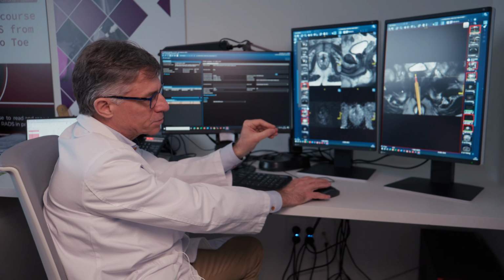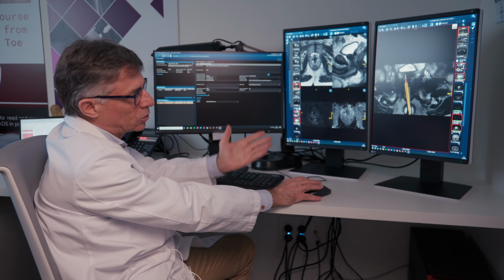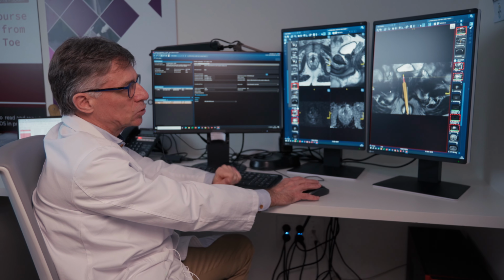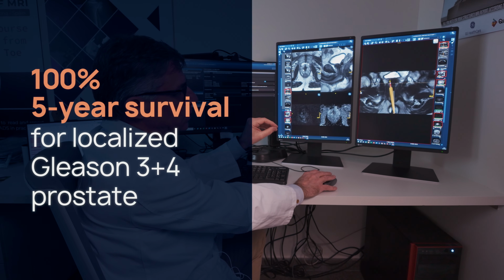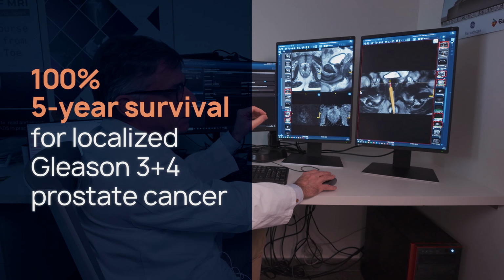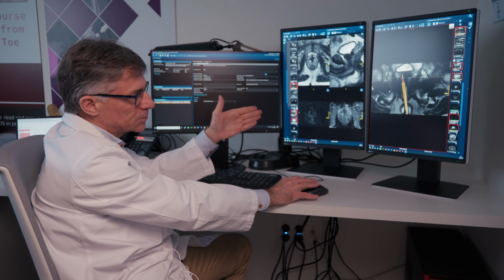Detection with resonance, biopsy, and active treatment for, in this case, a localized Gleason of moderate risk, 3+4, 100% 5-year survival after the intervention, after the diagnosis.